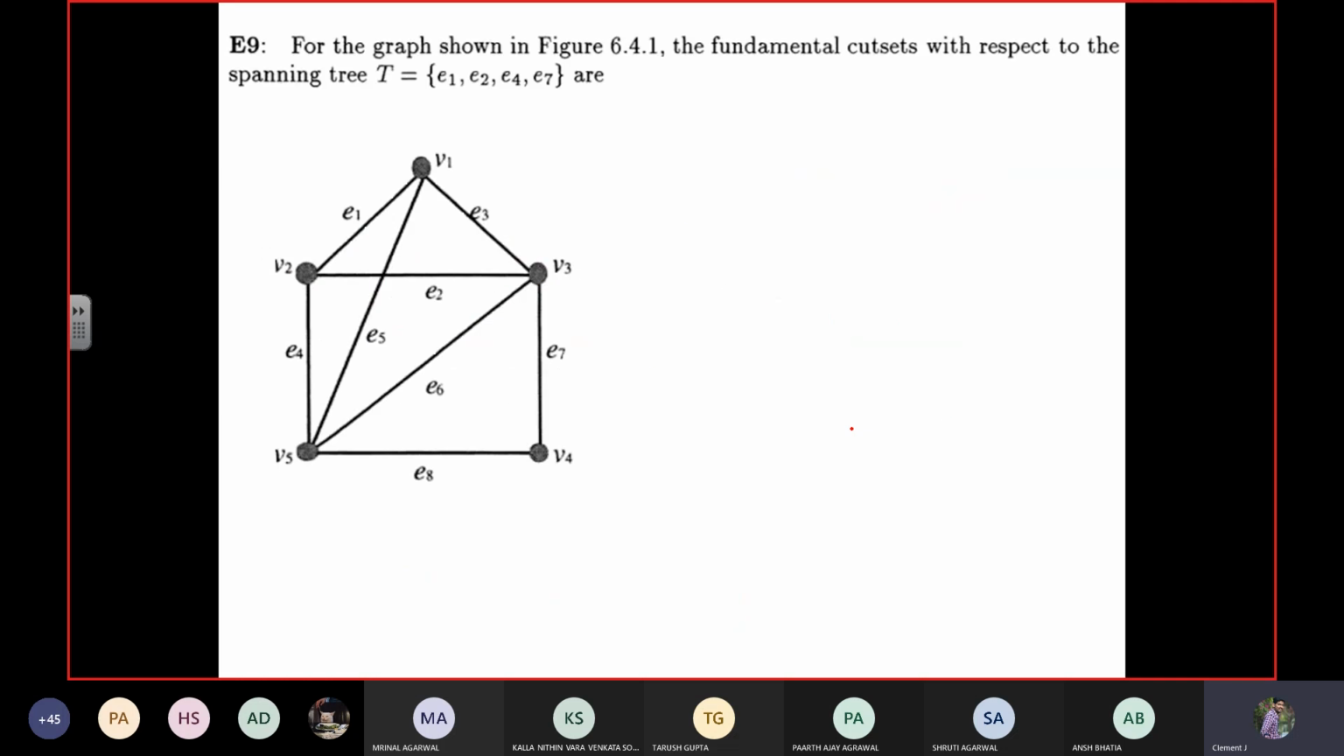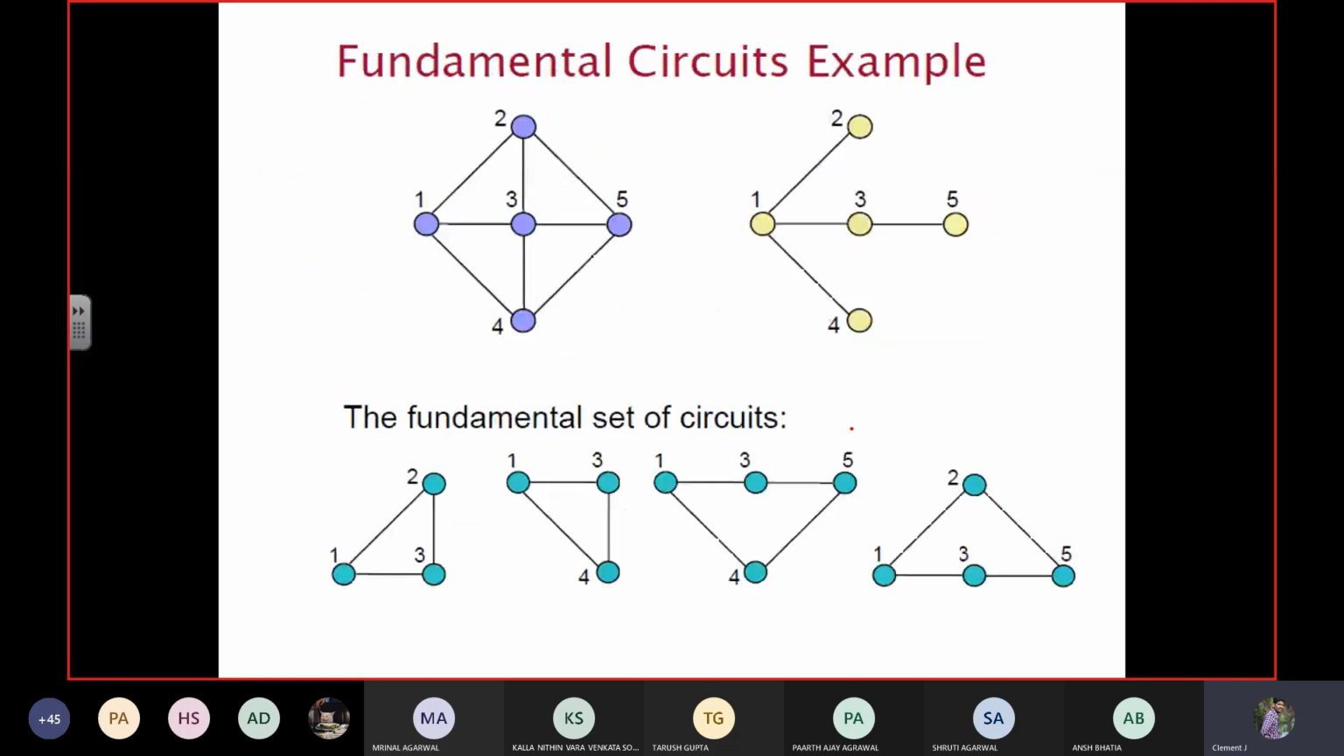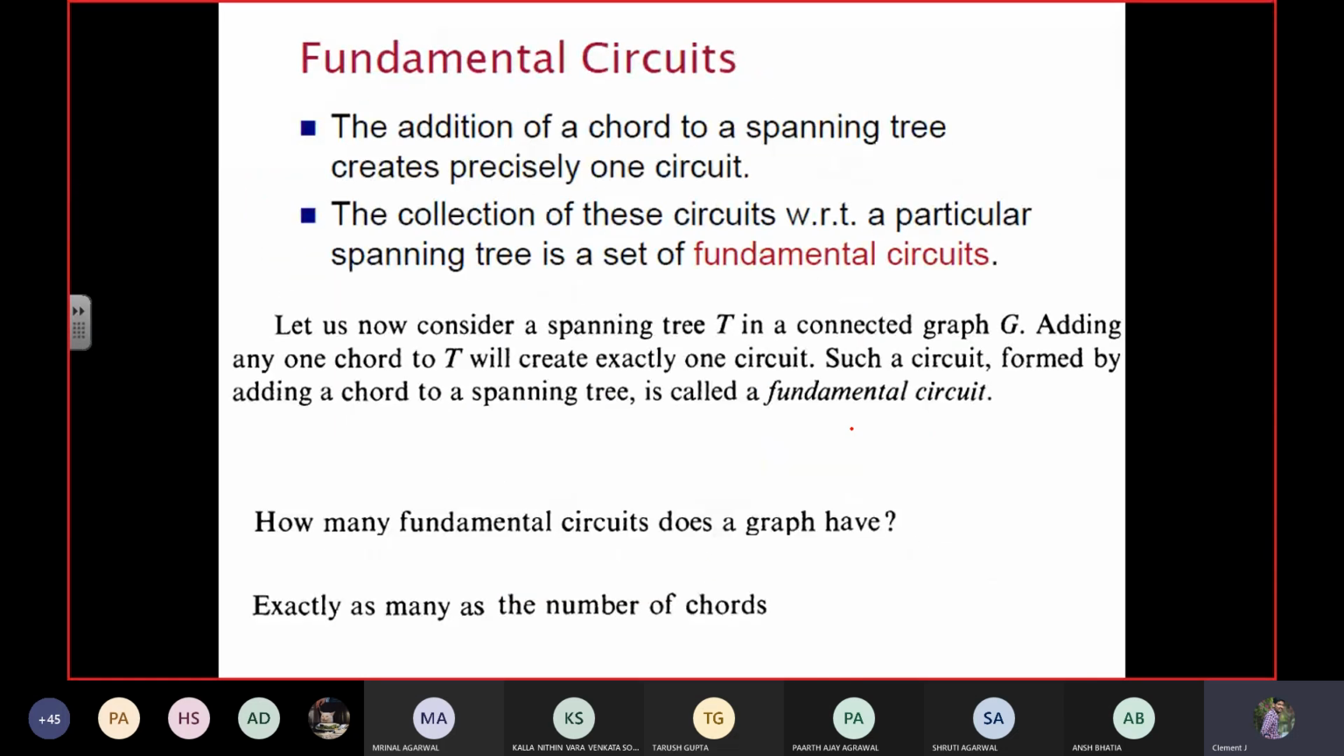But in your fundamental circuit, you can see the difference. In the previous one you added only one branch, but in your circuit you are allowed to add only one chord. You can see the difference between them. In the fundamental cut set, you add one branch. In the fundamental circuit, you add one chord. That is the major difference between them. You should not get confused between them.